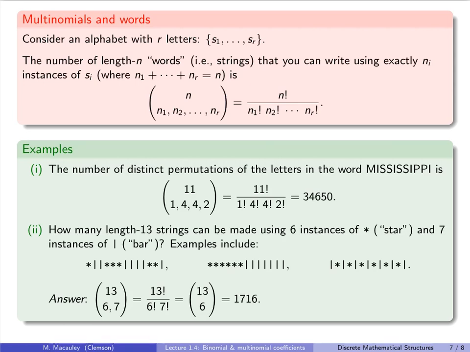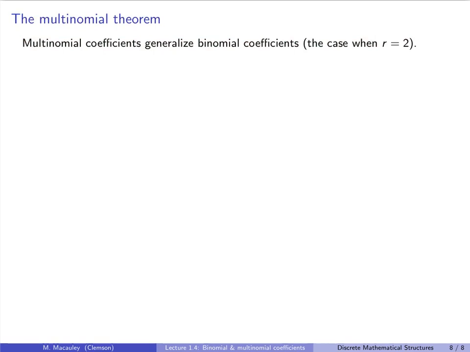But before we do that, I want to have one last word about multinomials. And I want to at least show you the multinomial theorem. We're not going to prove it like we did with the binomial theorem, because it's a lot more complicated, and really it doesn't come up all that much. So multinomial coefficients, as I've told you before, they generalize binomial coefficients, which are the special case when r equals 2.